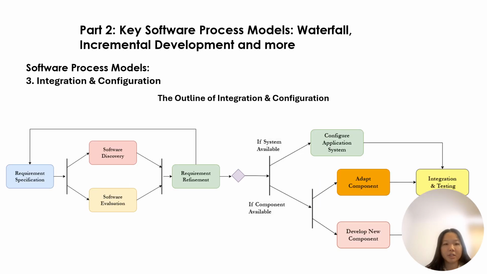Integration and configuration is the last software process model that I'm going to show you. The model allows the developer to integrate existing solutions and share resources to create new software that supplies functionality. So the advantage of the model is reduced software development cost and risk while resulting in faster delivery. That is the outline of integration and configuration.